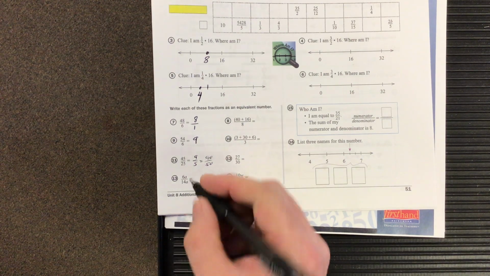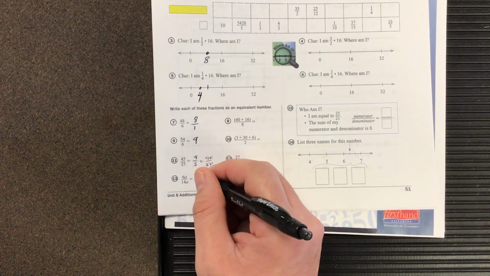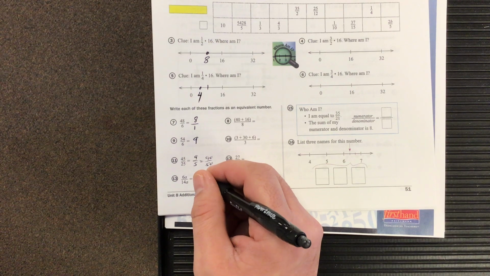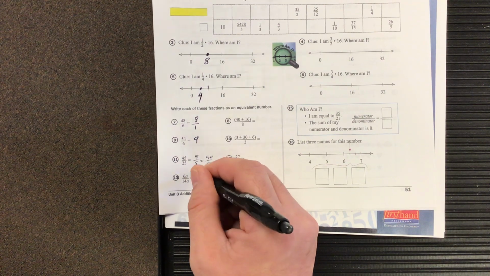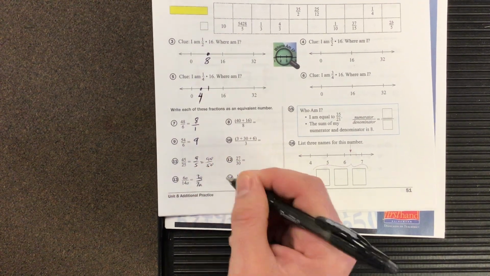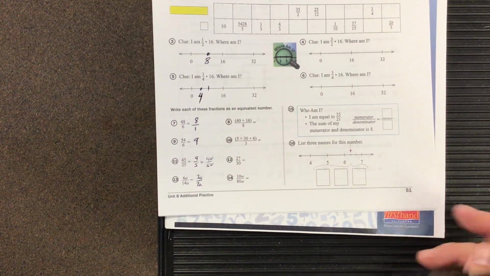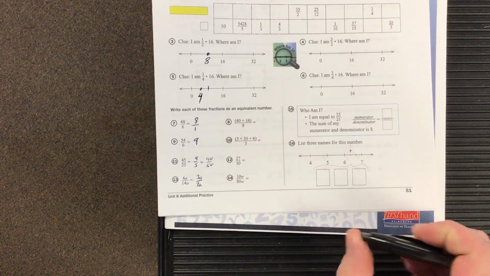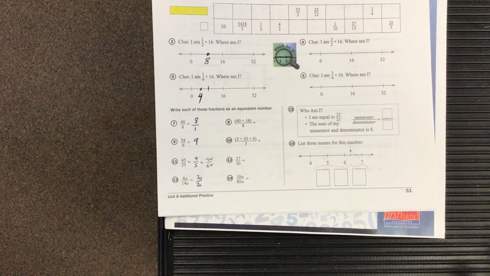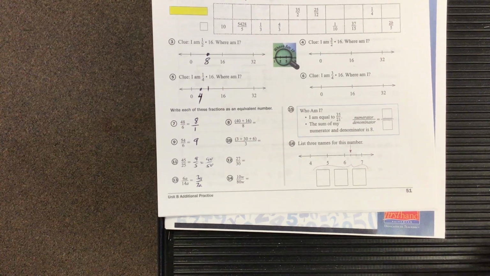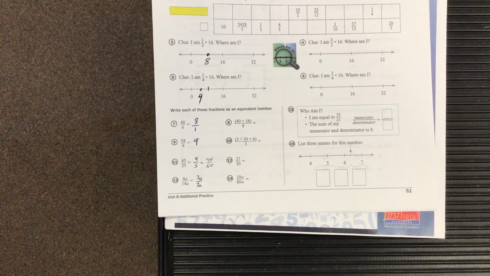What about this guy? 3A over 7A. 12A over 28A. Sure, double him. What do you got? 3A over 7A. Took them divided by 2. How about if I would just cancel out the A's? 3 over 7. Yeah, or just 6 over 14 would be fine too. Indeed. Easy money. All right, next question.